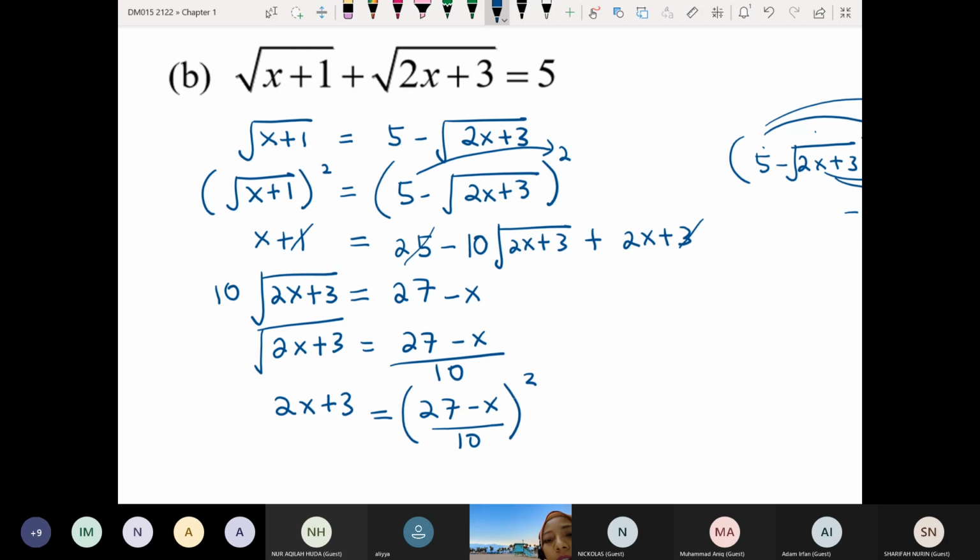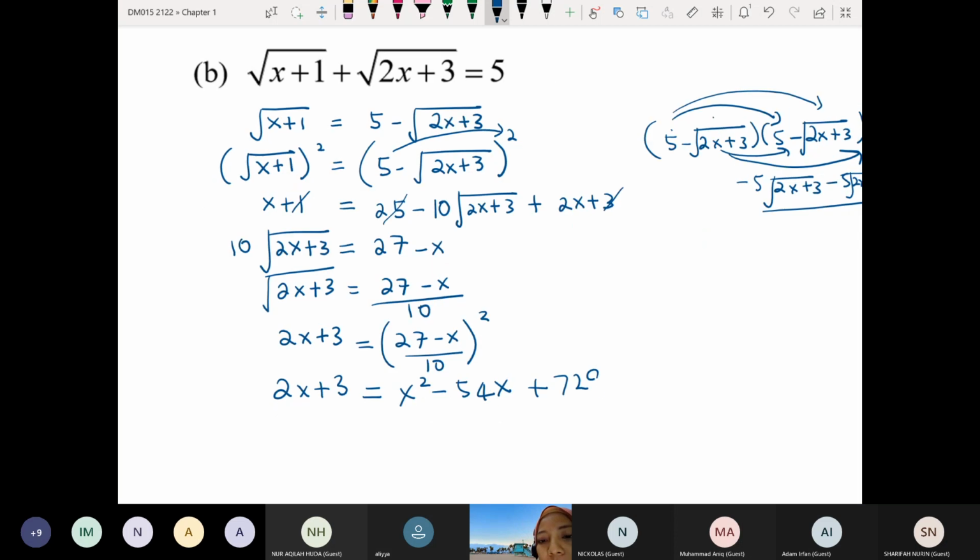Kuasa 2 dapat x square minus 2 darab 27, 54x. Tambah dengan 27 kuasa 2 berapa? 729. Bahagi dengan 100. So 100 bawa pergi sana dapatlah 200x tambah dengan 300x square minus 44x tambah 729. Yang ini you selesaikan sendiri.